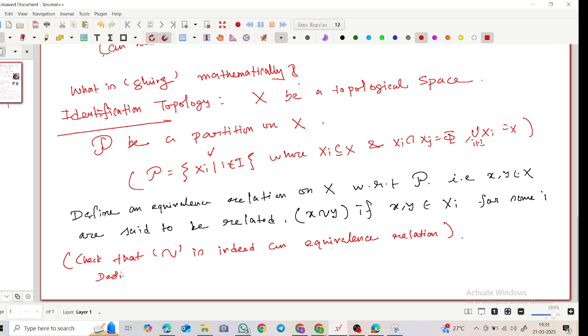Define x tilde. What is x tilde? Maybe you can say like this: it is an equivalence class containing the element.